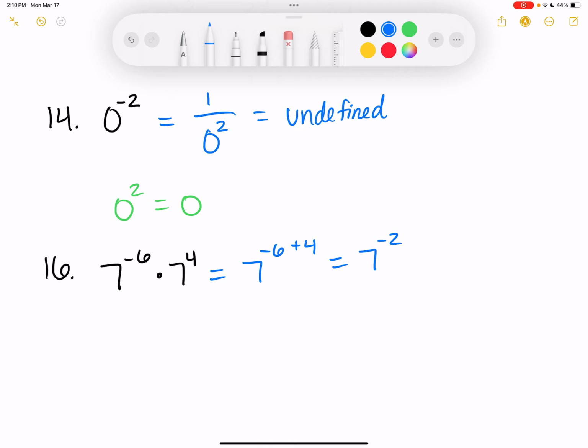Now, this is where this section comes in. What does that negative 2 tell me to do? Put 1 over it and make it positive. So 1 over 7 squared, which is 1 over 49. 7 squared is 7 times 7.